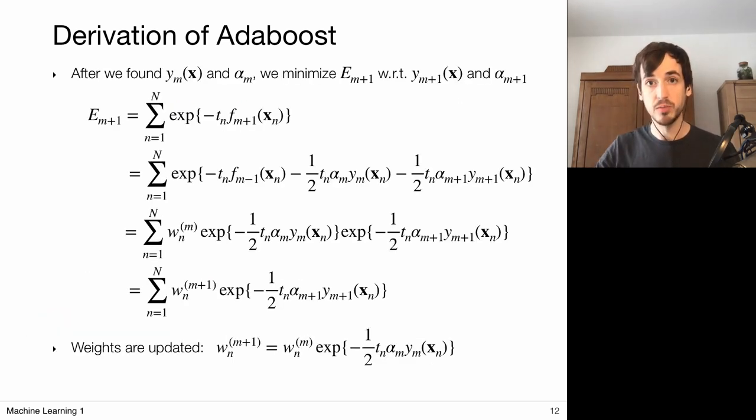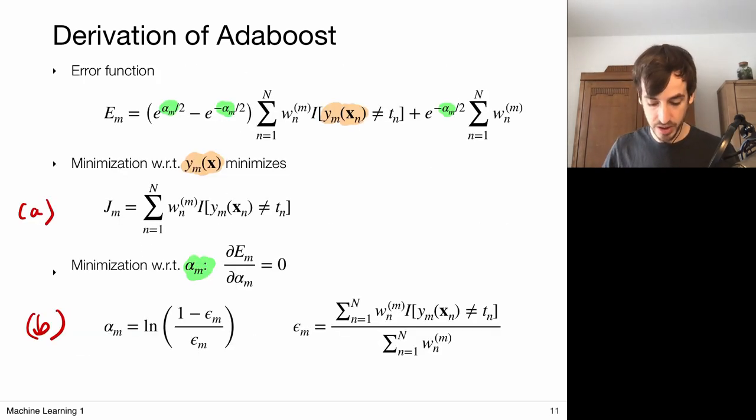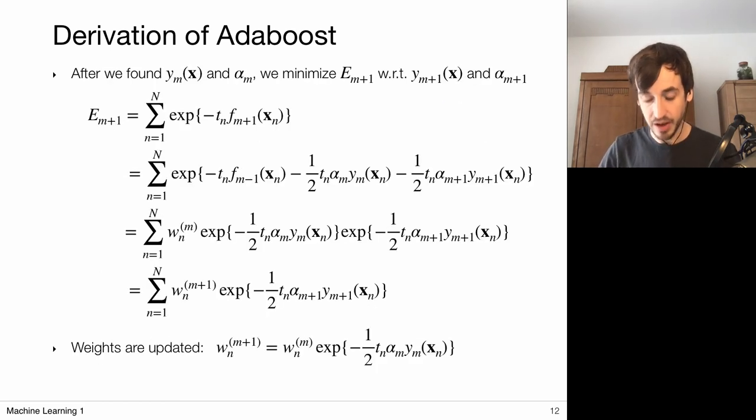And then, of course, we need to move to the next model. Now we're done with defining my committee member ym and the corresponding alpha m, the model importance parameter, and then we can add a new committee member. So let's see what we need to do to get there. Basically, you need to define the error function, or the objective, that we want to minimize for this new committee with this newly added committee member, ym plus 1.